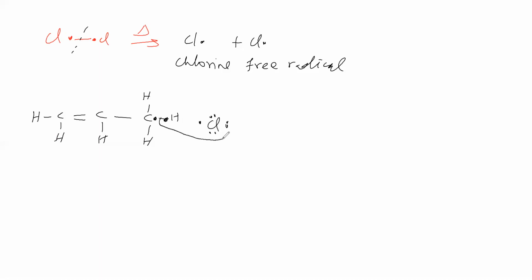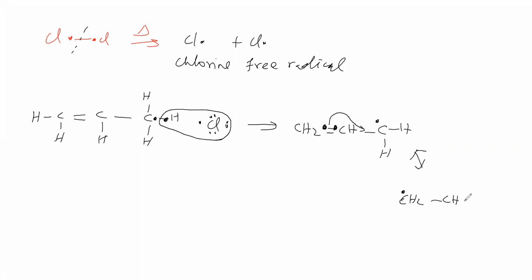If Cl dot takes H plus H dot like this, HCl will be removed. Then we will get CH2 double bond CH, CH2 dot. That means propenyl free radical we got. Then this will go for resonance. How? Here two electrons are there. This electron and this electron make a pi bond here. This electron is separate with this carbon. Therefore, CH2 dot single bond CH double bond CH2. Resonance is possible for this free radical.